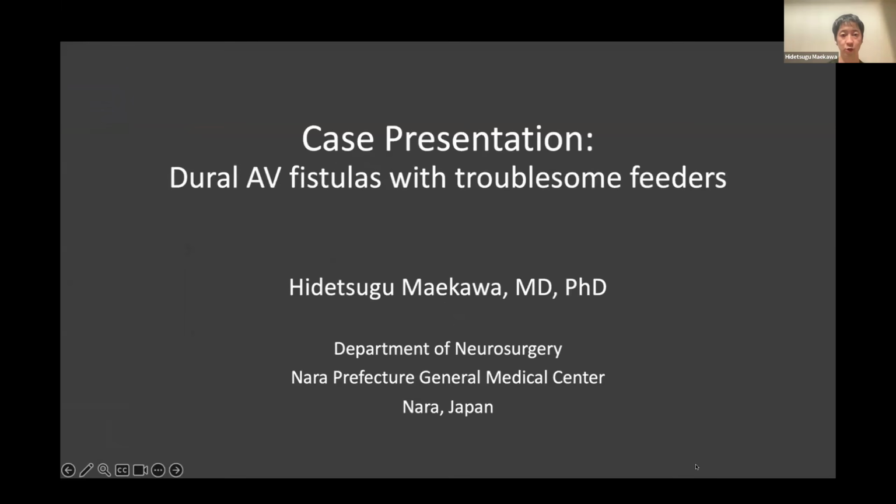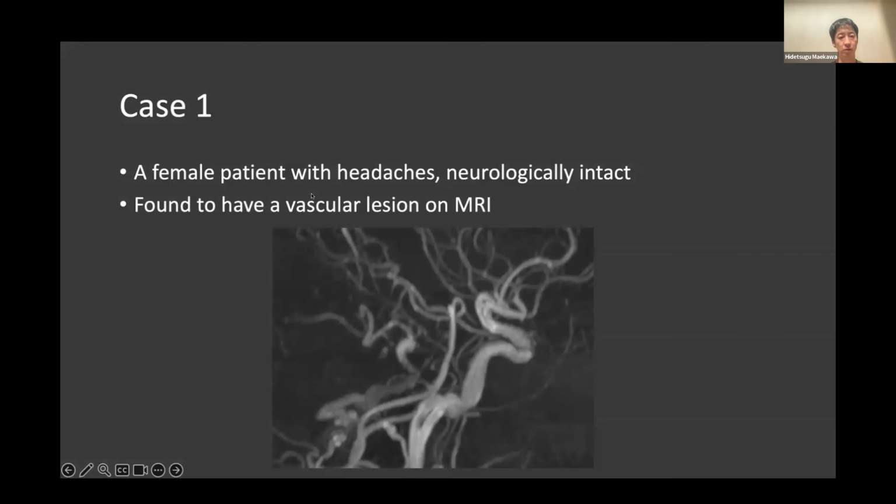I'm going to present two cases. They are not within the topic of this time, but I'm going to show two dural AV fistulas with troublesome feeders. This is the first case, a female patient presented with headache, otherwise neurologically intact. She was discovered to have a vascular lesion on MR, as you can see here.